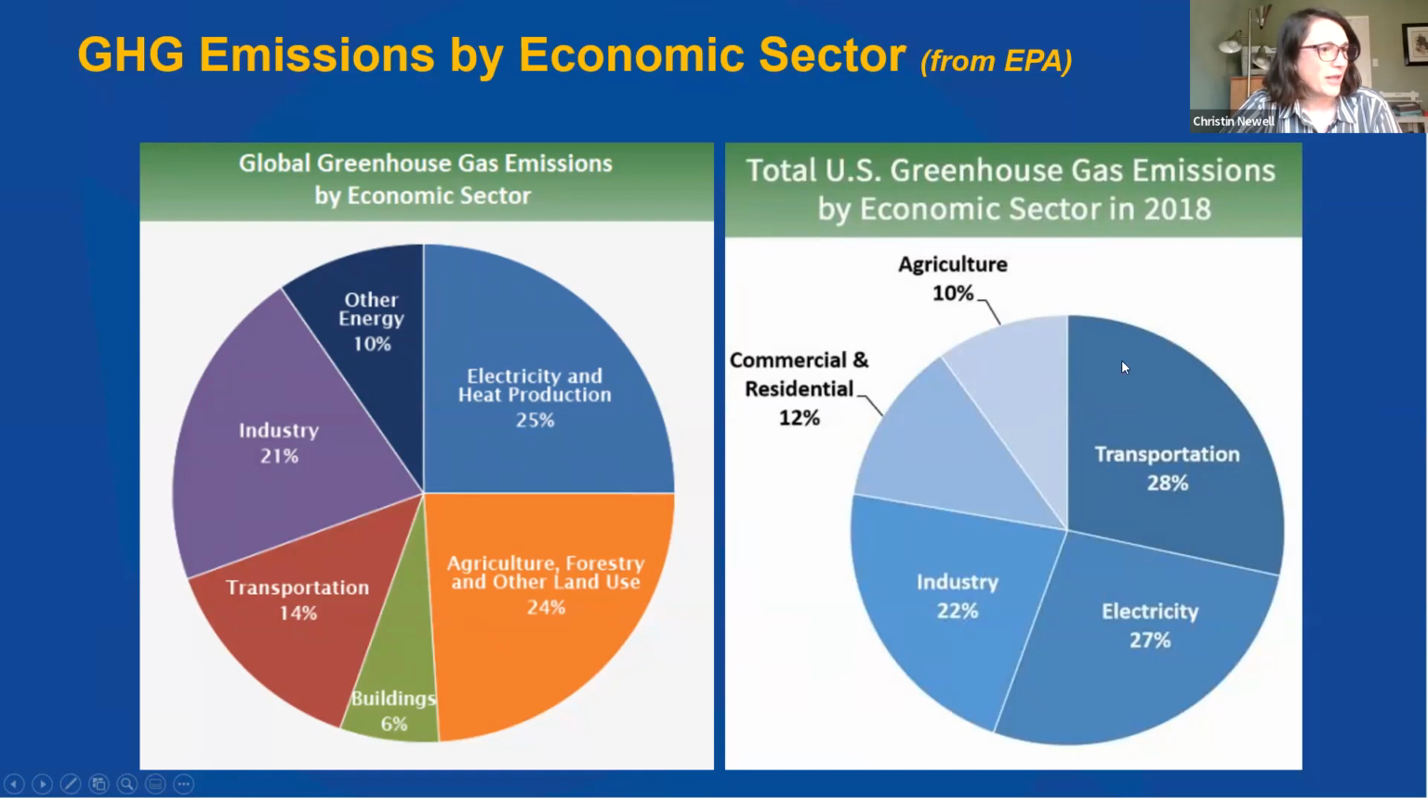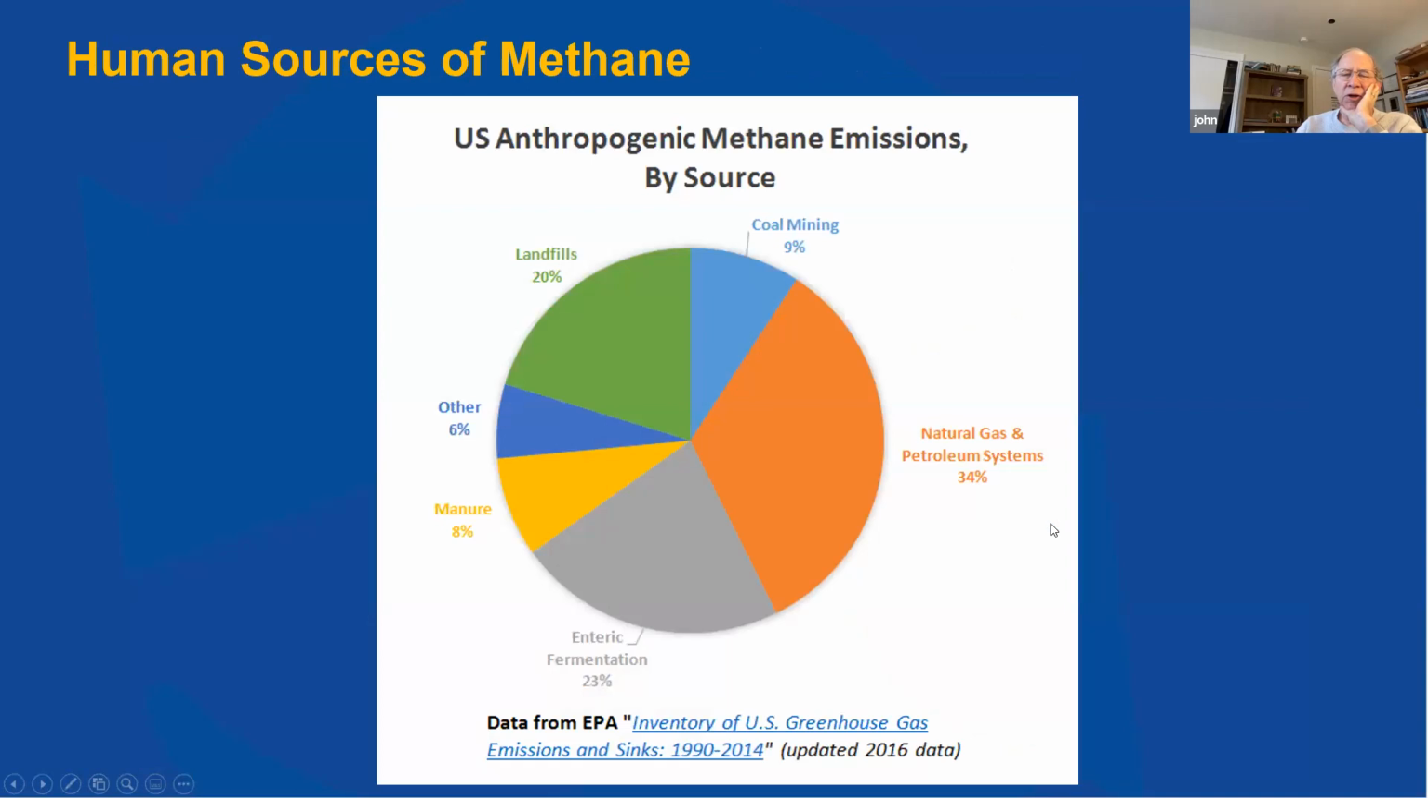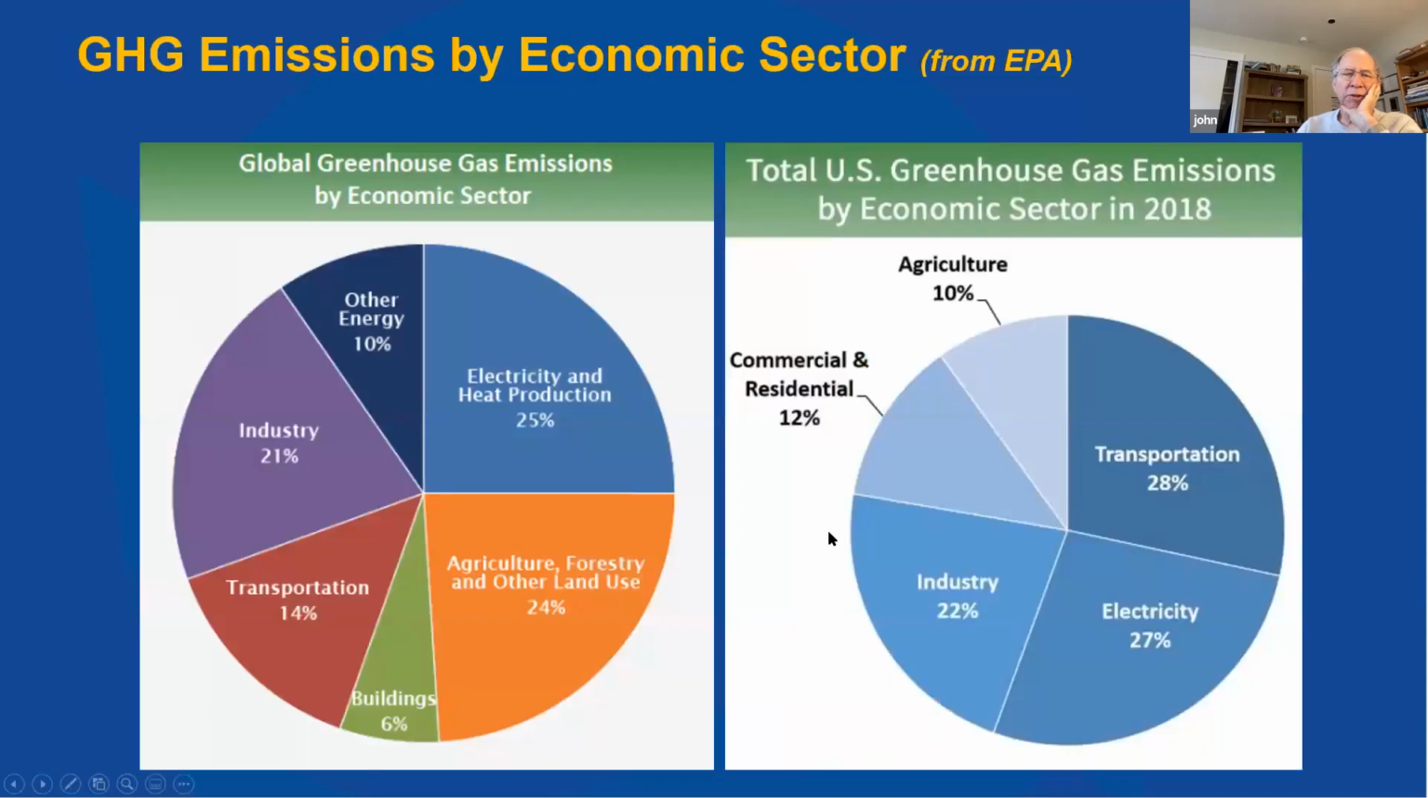And then on the right-hand graph, we've got the greenhouse gas emissions by economic sector. So transportation is really big. Transportation, electricity, and industry are almost evenly split for the US. Yeah, the big thing there is the difference between the US and the world for transportation. The US has twice as large a percentage because we drive a lot of cars. And that makes our agriculture smaller compared to the world.